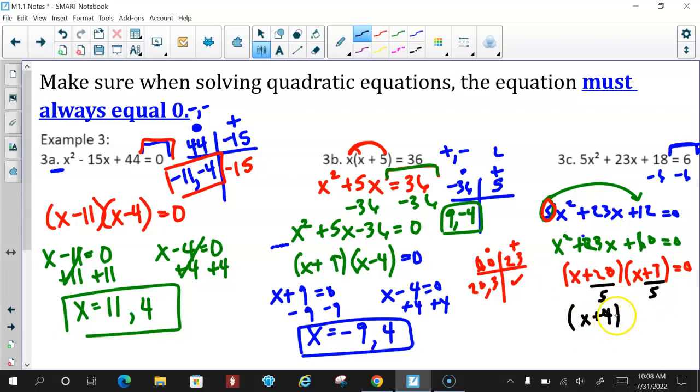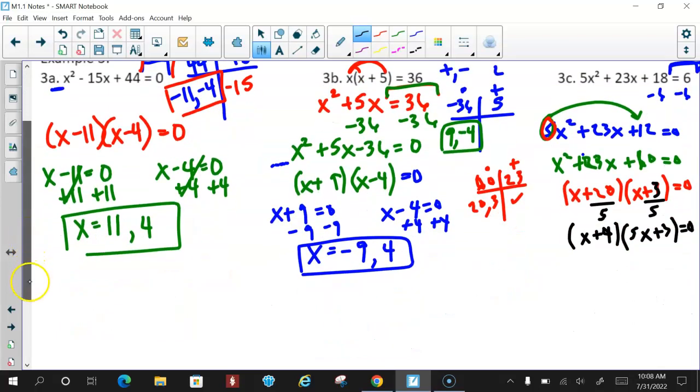Oh my goodness, guys, sorry. And then here, can we divide that 3 by 5? No, bottoms up. So 5x plus 3. Now remember, when we were just factoring, we would leave it. But now we need to solve. So here we go.